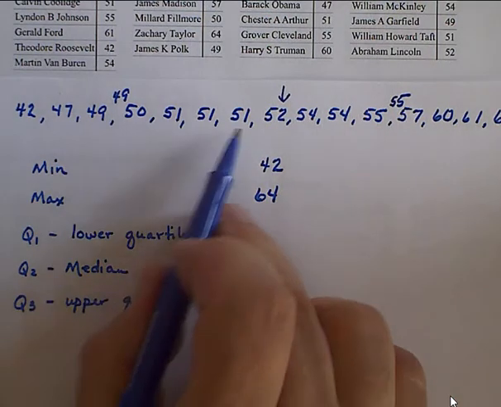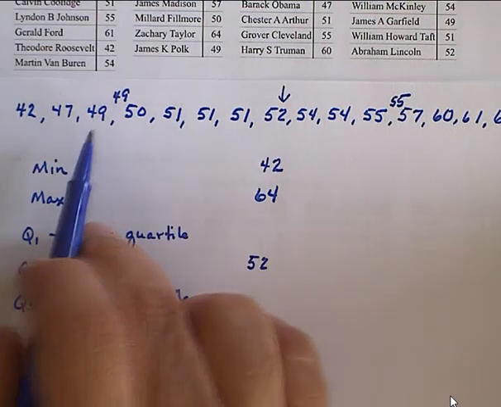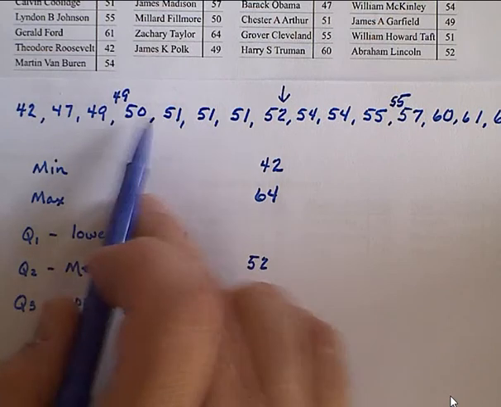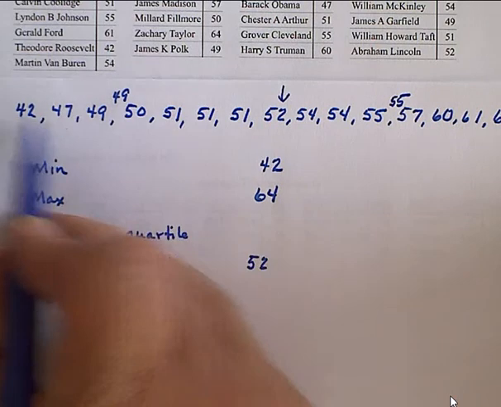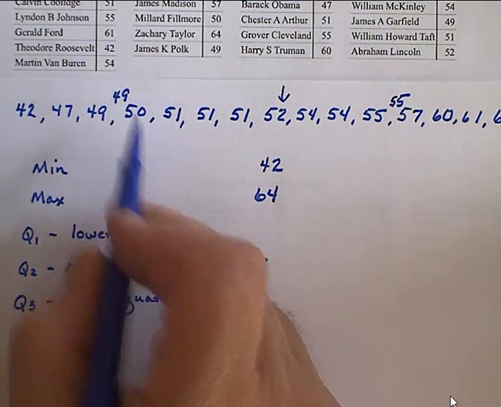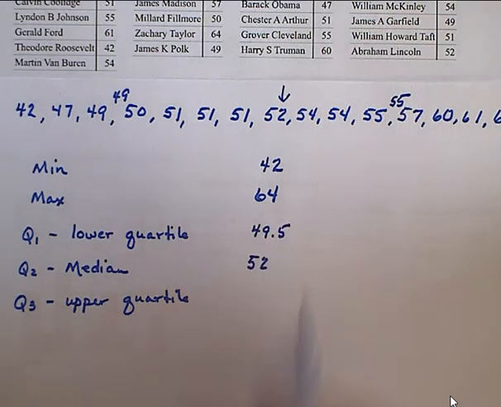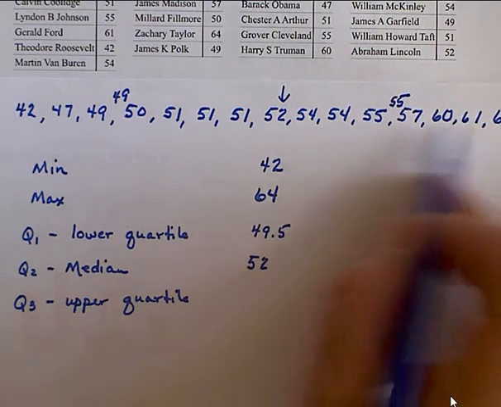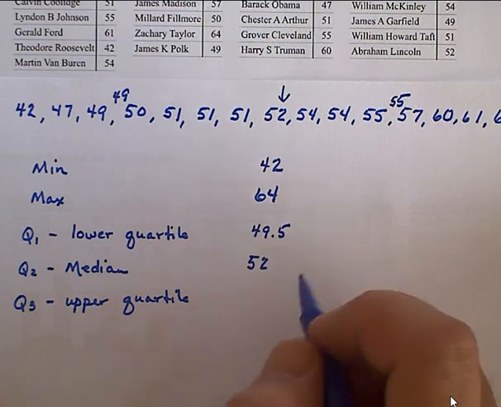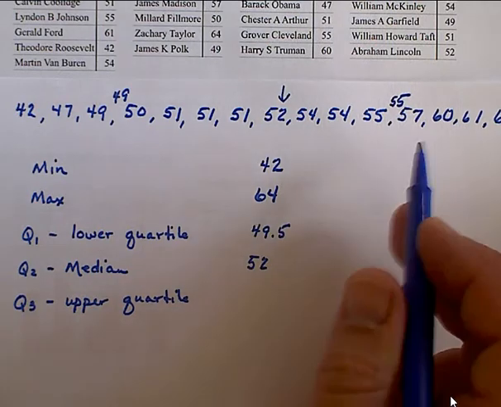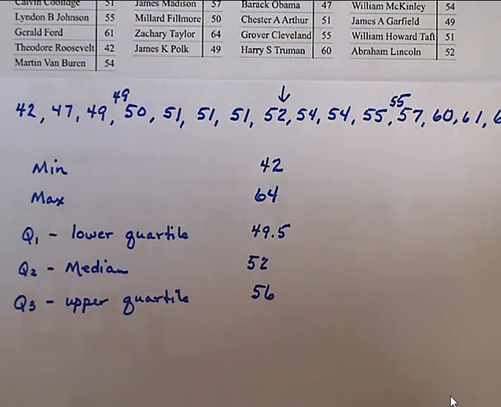You take the lower half, and the 4 and 4, there's 2 in the middle. So for my lower quartile, because it's even, you take the two middle numbers, add them together and divide by 2. This is 49.5. For the upper half, take the two middle numbers, 55 and 57, add them together and divide by 2, and you get 56. So there's what you need to do in box and whiskers.